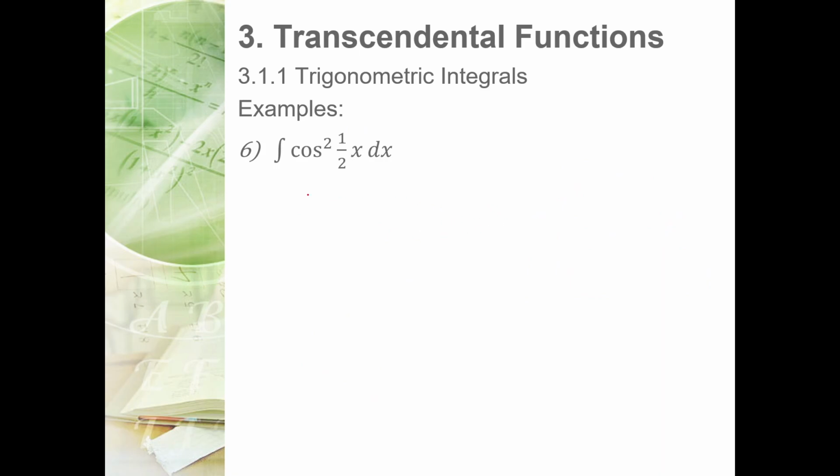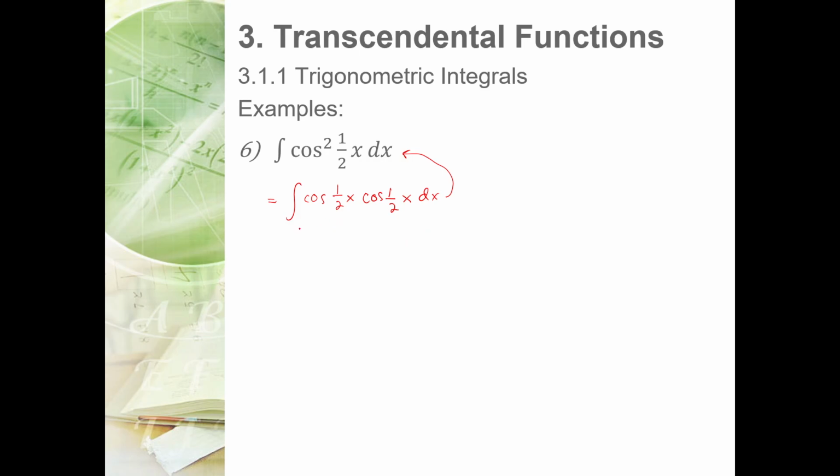Okay, in this example, we have cosine squared 1/2 of x dx. If you try to expand it further, we have cosine 1/2 of x, then cosine 1/2 of x dx. This one is still the same as the original equation. We have just expanded the cosine squared.